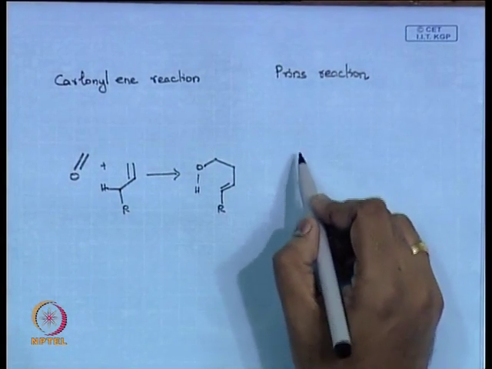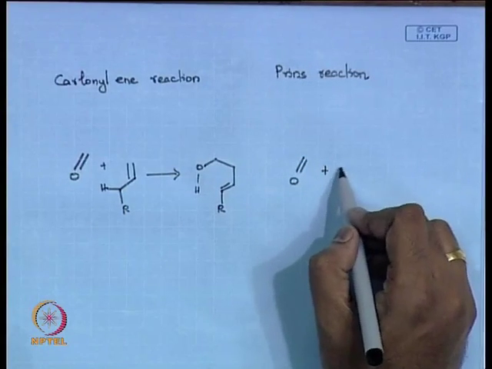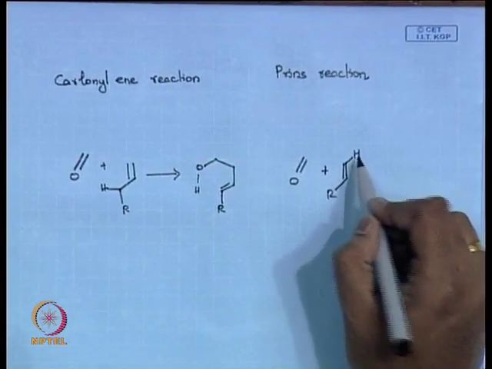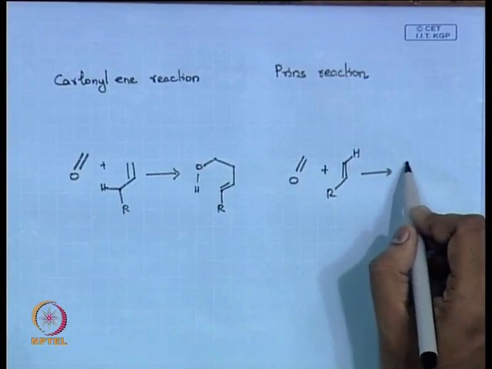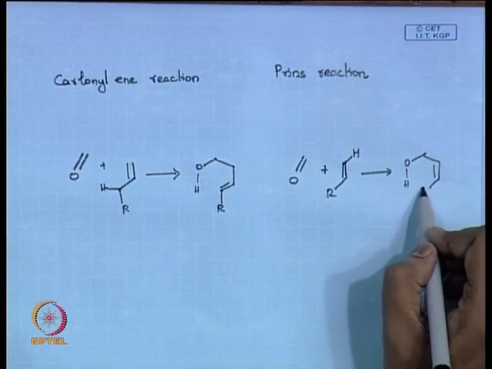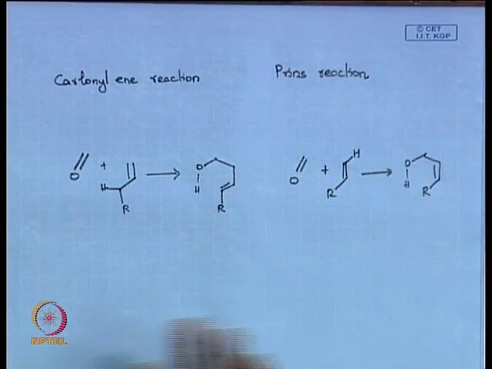Same way, if you think about your Prince reaction, it is also more like a carbonyl dienophile, but the alkene you are talking about is different. Just from the product point of view, just to relate, not from the mechanism, carbonyl ene reactions can be related with your Prince reactions. Fine. Okay.